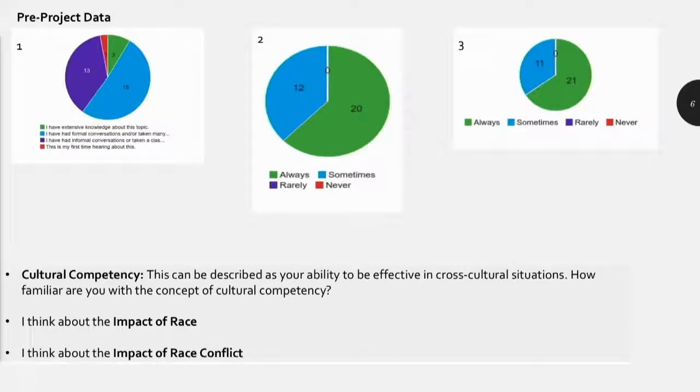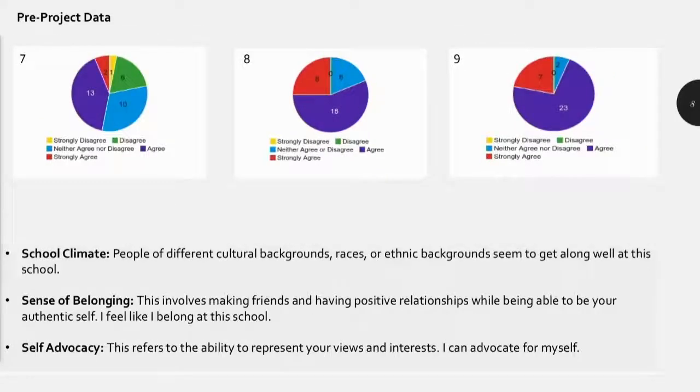So these were like the pre-assessment data. So they will ask questions like, what's your level of cultural competency? Do you think about the impact of race? Do you think about race-related conflict? And you can see the answers, but I'm gonna go fast.